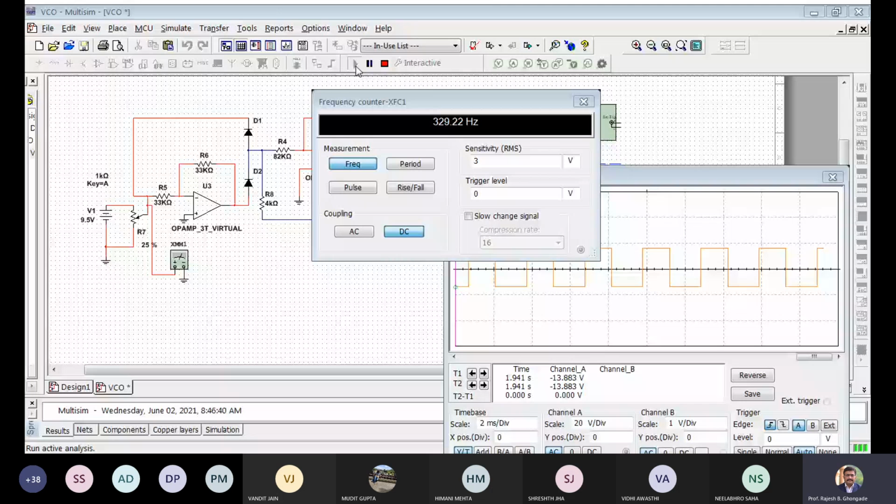Okay, now I'm going to shift over to a new topic, that is IC 555. Just hold on, I'm just switching the screens.